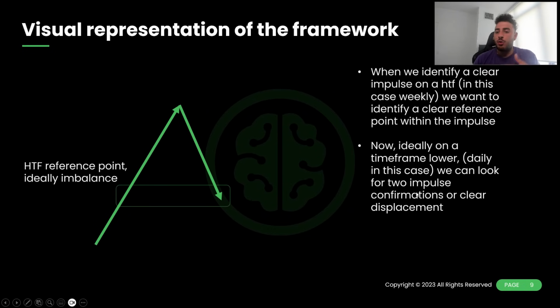We can look for 2 impulses, confirmations, or a clear displacement. So 2 impulse, I'm going to show it in the next slide. It's one of my favorite confirmation entries. I also have something else that I talk about in the academy, which is the failed structural play.